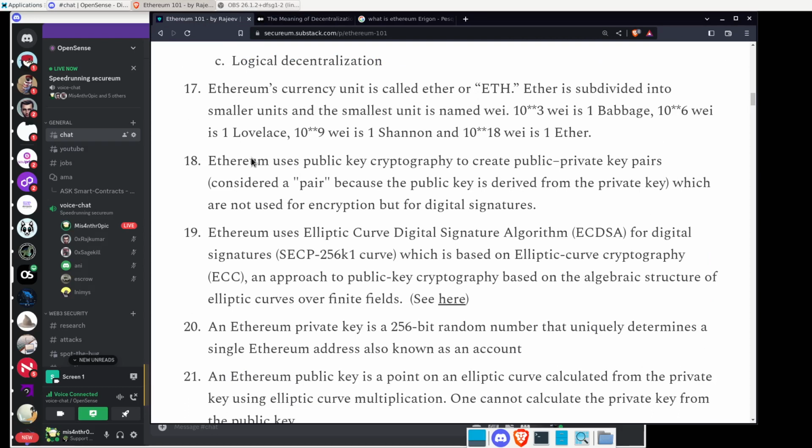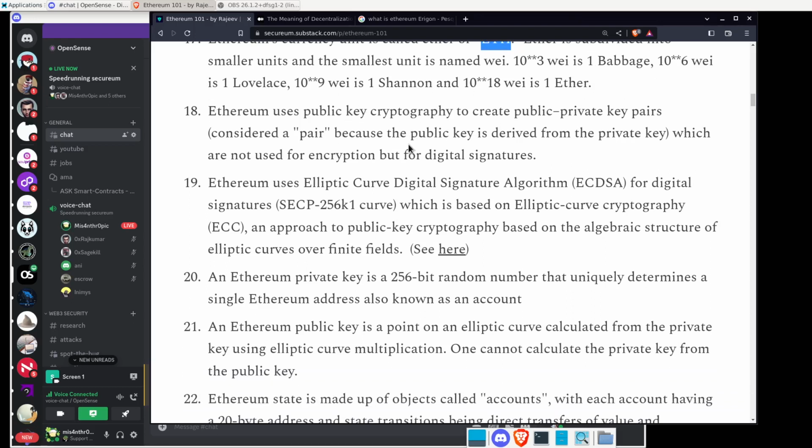Ethereum currency unit is called ETH. So this is also something important. Ethereum and ETH are different things. Okay, Ether is subdivided into smaller units, and the smallest unit is named Wei. So you have one Babbage, one Lovelace, Shannon, and all these names I think are changed now for the names of Nick Szabo.